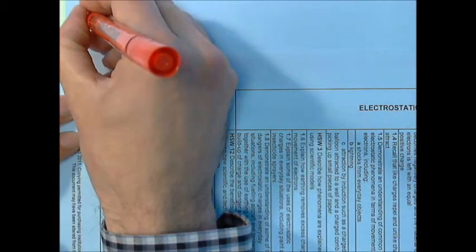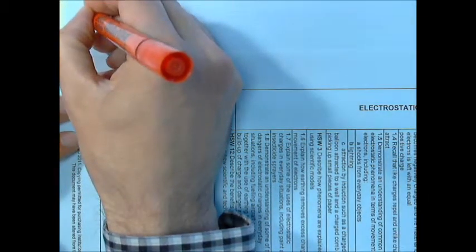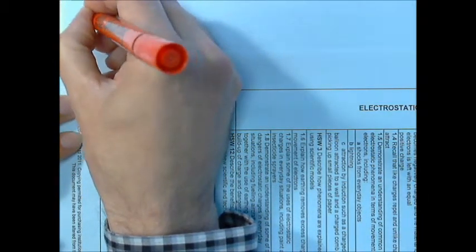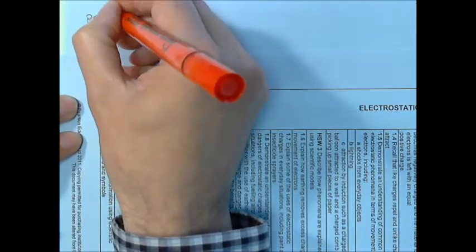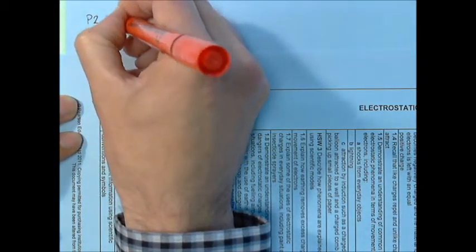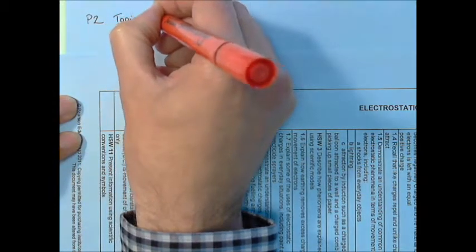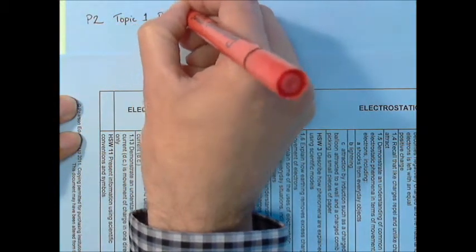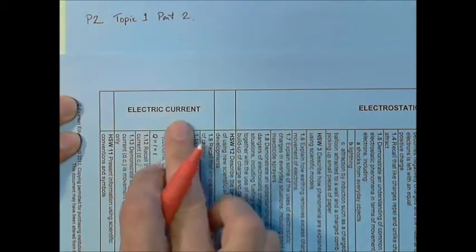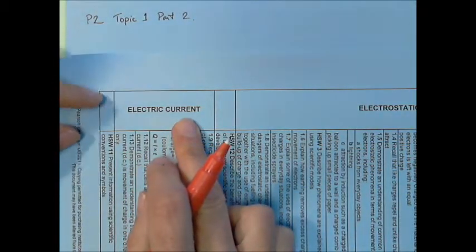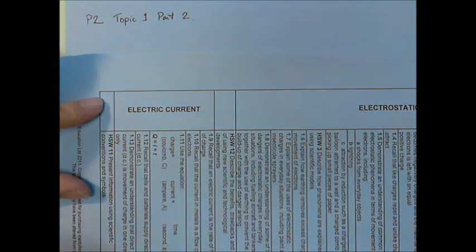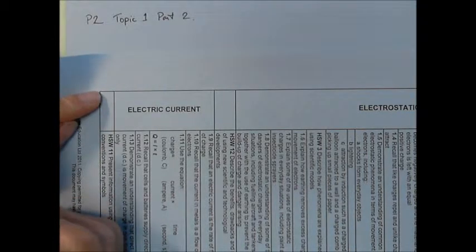Right, we had a look at part one of topic one in P2, but now we're going to have a look at part two, and part two is about electric current. Current is something that flows like the flow of water, current in a river, and you need to know how we describe it in physics.